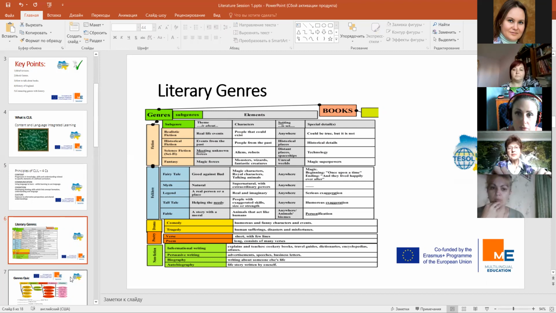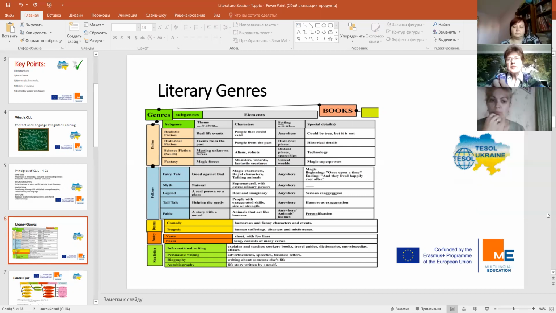So let's look at the map and understand what the main genres and subgenres are, what the elements of each genre are, and what the main division into genres is. So, okay, Ira Savchenko, come on. What are the main genres?